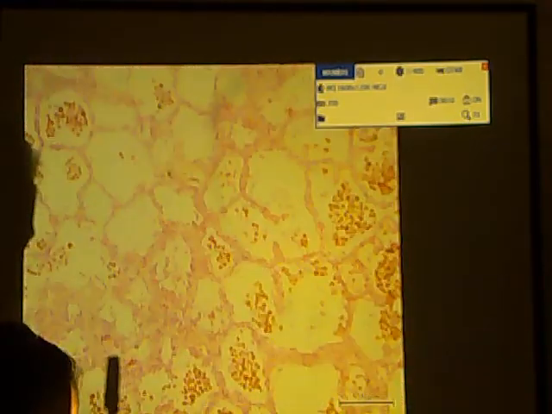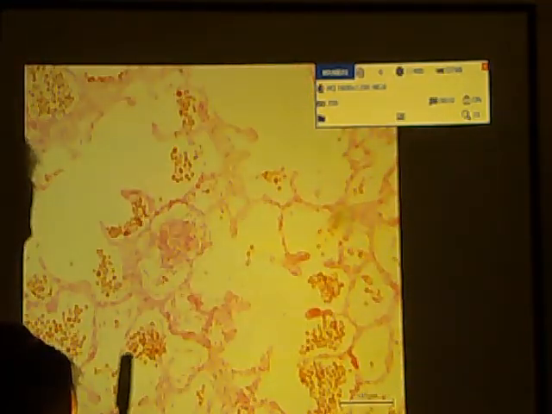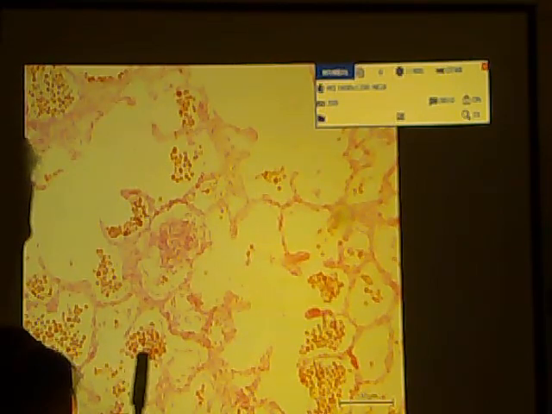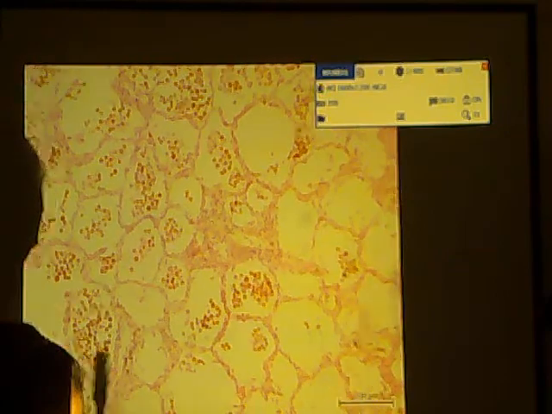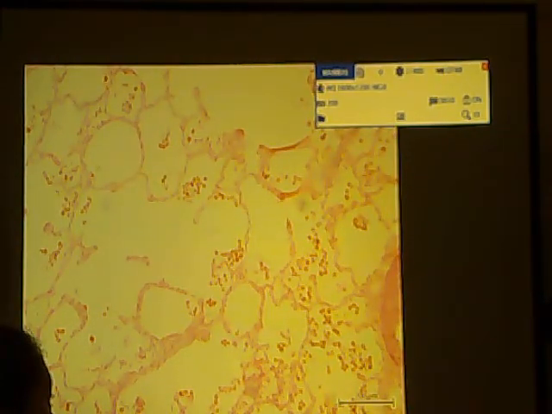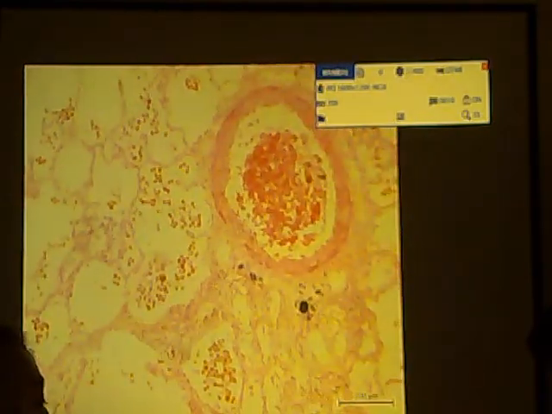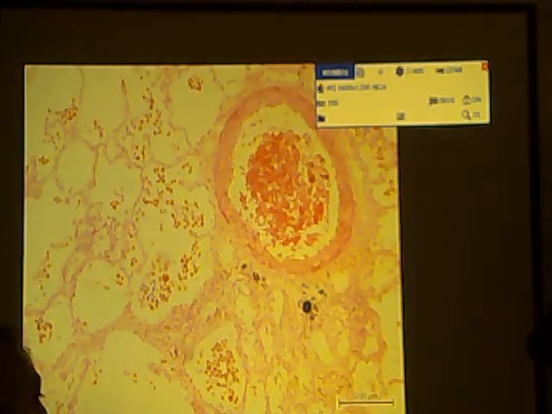You'll also see scattered inflammatory cells. So what type of inflammation or inflammatory cells will you see? Macrophages. What else? Chronic, it is chronic. So you should not miss those side questions in the exam.